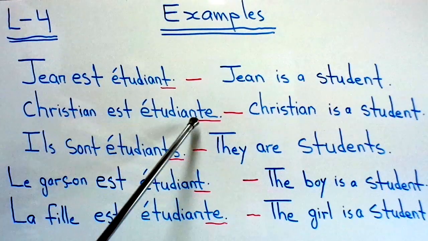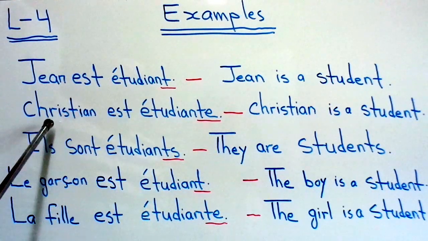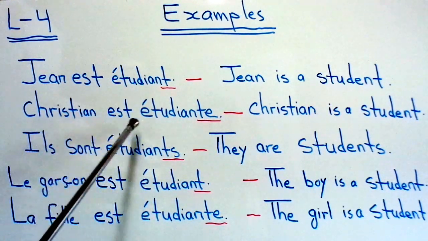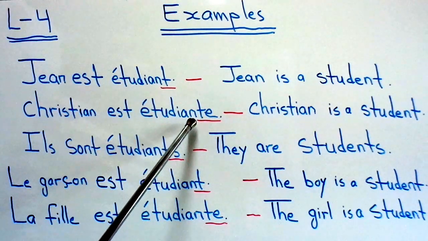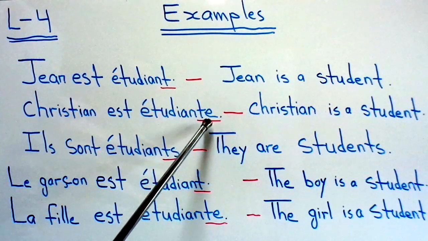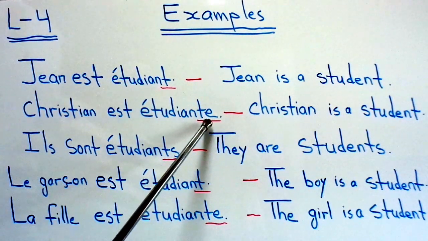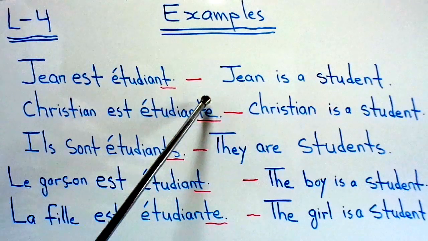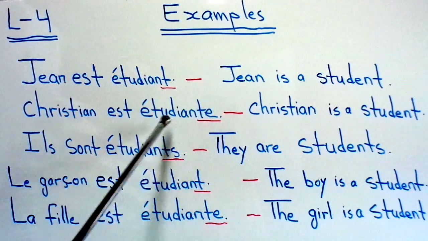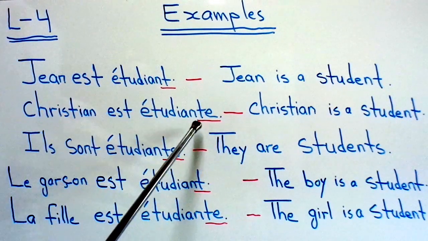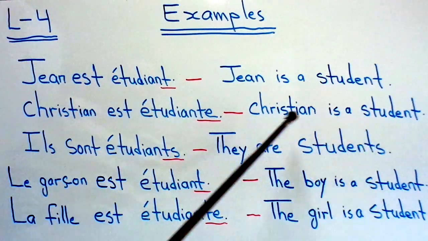Chrétien est étudiante. In this case, the subject is a female. To make the noun or adjective ending agree with the subject, we add an E to make it feminine. Étudiante. In this case, we pronounce the T. Chrétien est étudiante. Chrétien is a student.